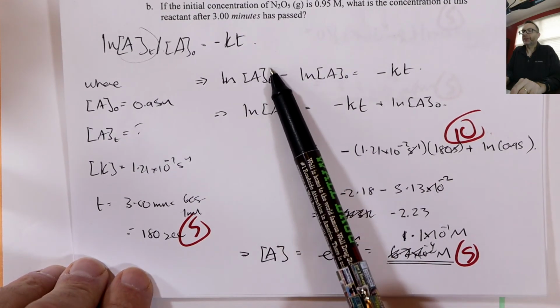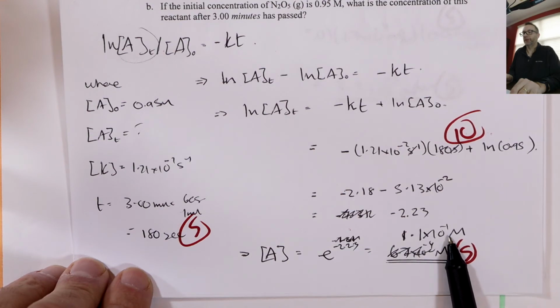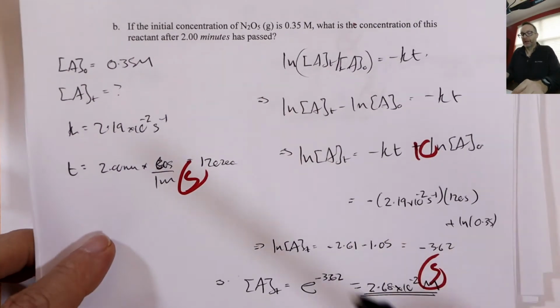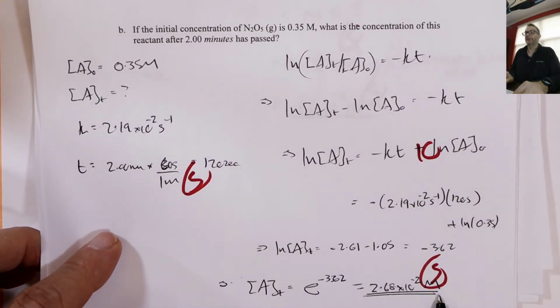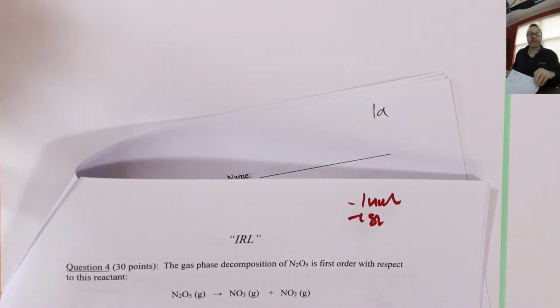So here's our destination. Just follow it through, do the math. 1.1 times 10 to the minus 1 moles per liter. Other one here, 120 seconds, follow it through, 2.68 times 10 to the minus 2 moles per liter. Again, freeze if you want to check the math out.